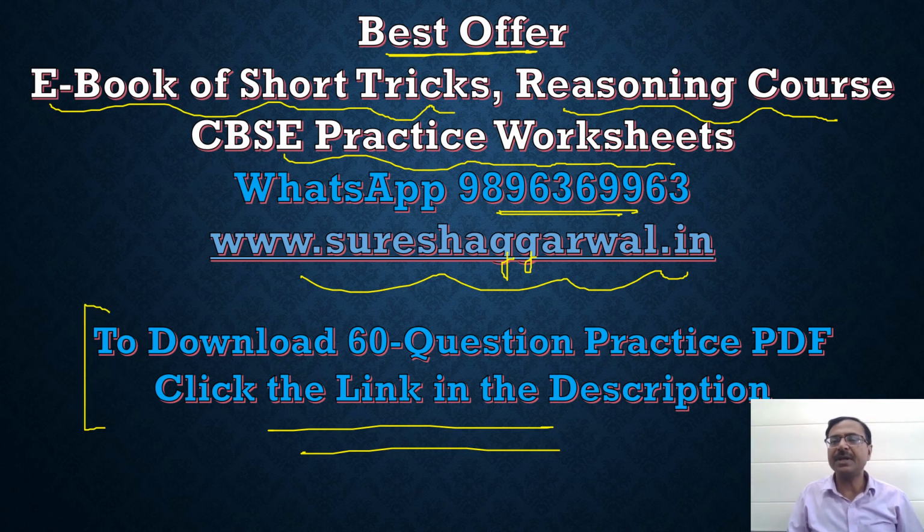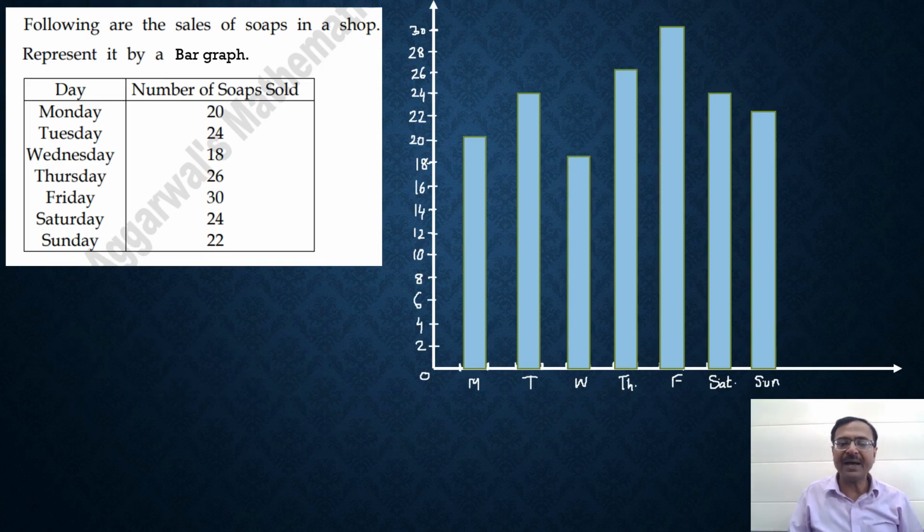So let's see the concept in hand using this question first. I have solved it for you so that I can save time in drawing the bar graph. The question goes like this. Following are the sales of soaps in a shop represented by a bar graph. On various days of the week, Monday, Tuesday, Wednesday, Thursday, Friday, Saturday, and Sunday, the number of soaps sold on a particular day is given to you, and we need to represent this data in the form of a bar graph.